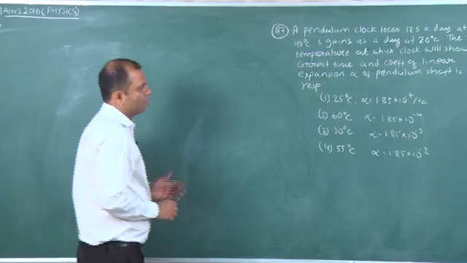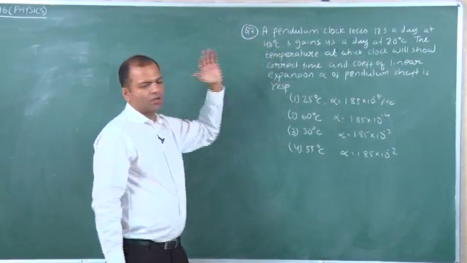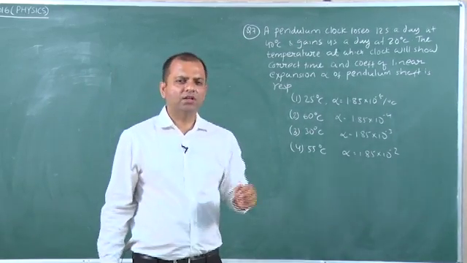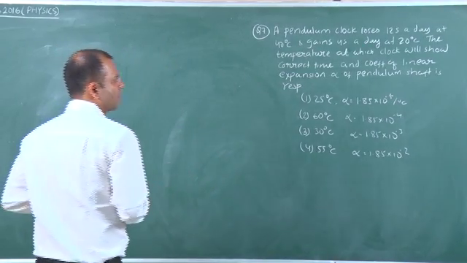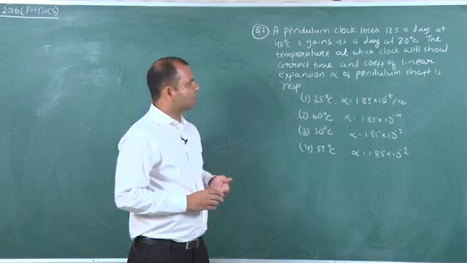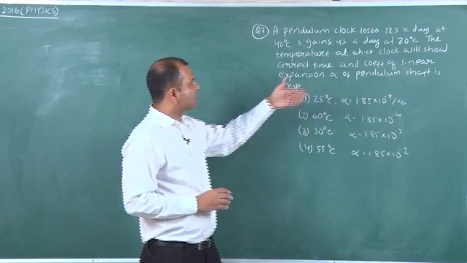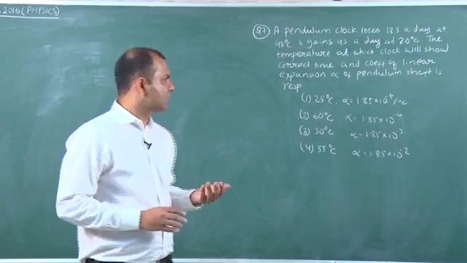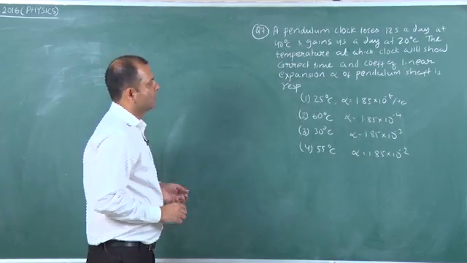Question number 7, it is from the chapter thermal expansion. We have a pendulum clock which loses 12 seconds a day at 40 degrees centigrade. What do you mean by clock losing time? It simply means that the clock is running slow. It slows down by 12 seconds every day. Then the same clock at 20 degrees centigrade gains time, right, it gains 4 seconds every day, which means that it will become fast by 4 seconds every day.